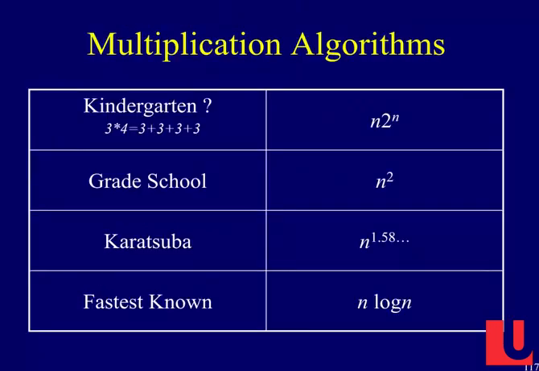All right? So here are our algorithms. Kindergarten: exponential. Grade school: quadratic. This Russian guy, he did that. And then fast Fourier transforms.